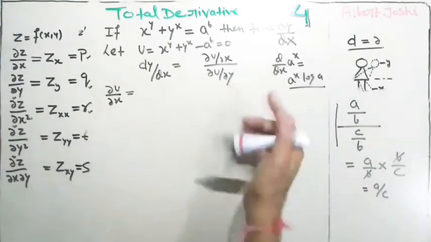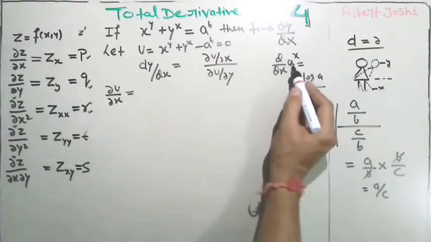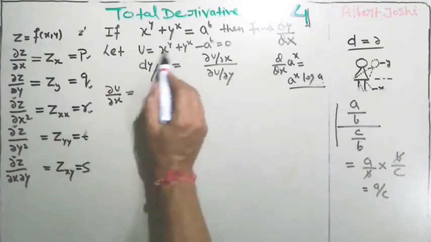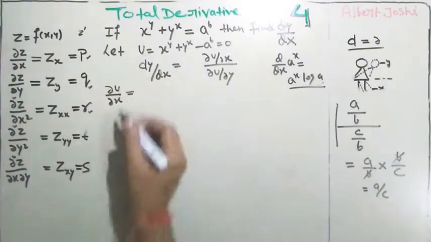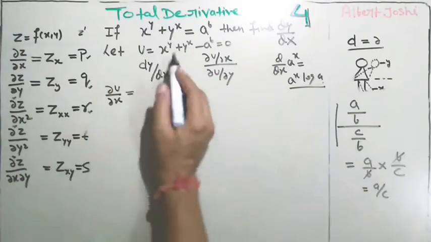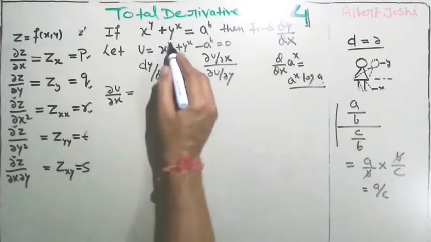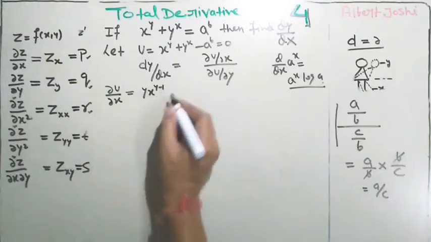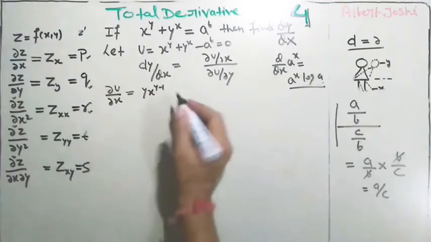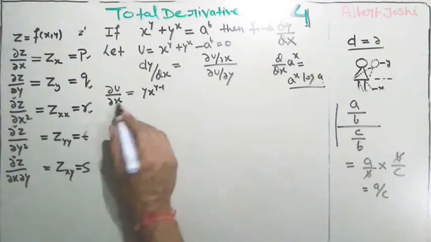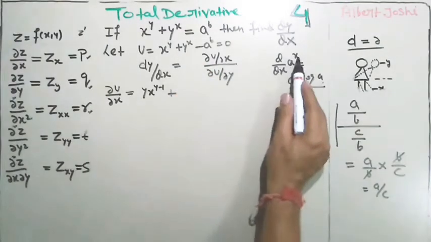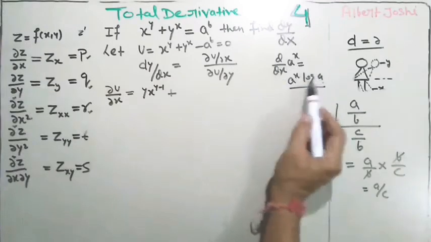You must also note that d upon dx of a to the power x is equal to a to the power x log a. At first you have to differentiate with respect to x. With respect to x, x to the power y, where y is constant, gives y x to the power y minus 1, because y is constant and we are differentiating with respect to x. Plus, it is treated like a to the power x, this formula.